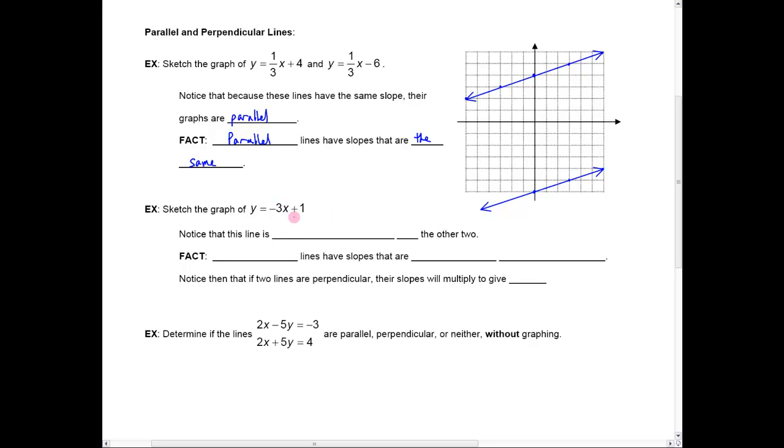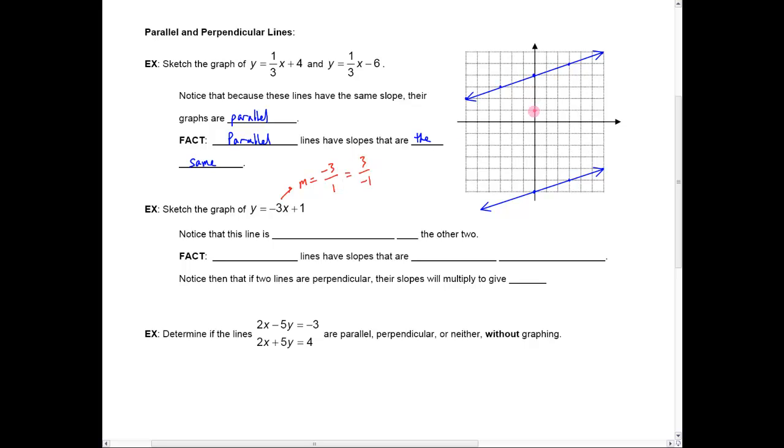So if I wanted to also sketch the graph of y equals -3x plus 1, we could do that on the same set of axes here. So this would have a y-intercept of 1 and a slope of -3. And I could think of that as either a rise of -3 over a run of 1, or a rise of +3 over a run of -1. Both of those are -3.